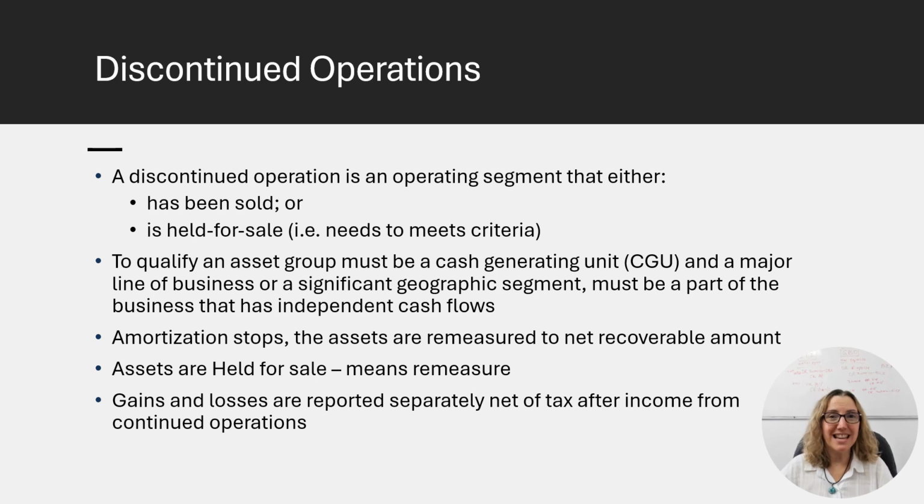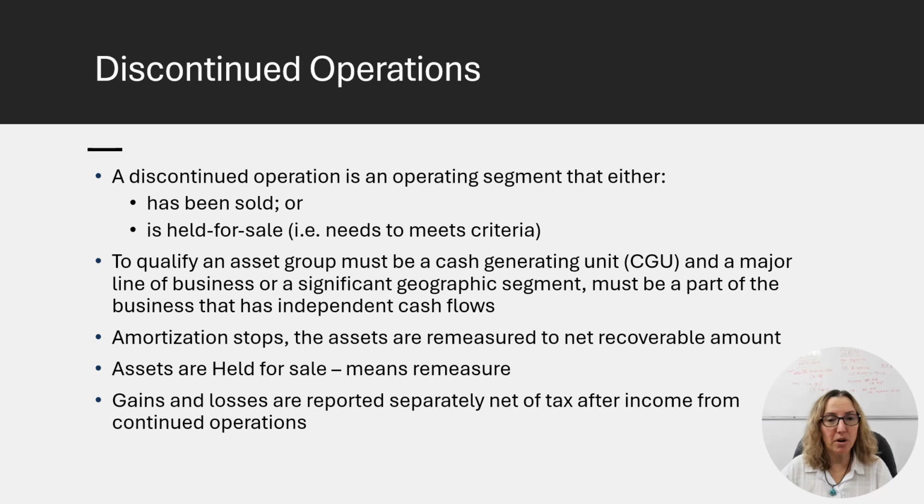You may also see in certain income statements a category called discontinued operations. And this is basically where a company takes one of their operating segments and sells it, or it's held for sale. Now, held for sale means I have a segment that I want to sell, and to do a held for sale classification, there's specific criteria that needs to be met. So to qualify, basically you have to have an asset group that has to be a cash generating unit, which is called a CGU, and it has to be a major line of business or a significant geographic segment.